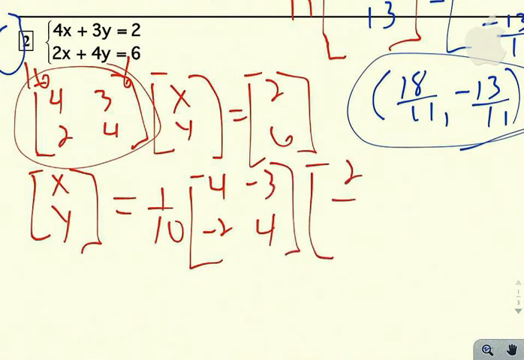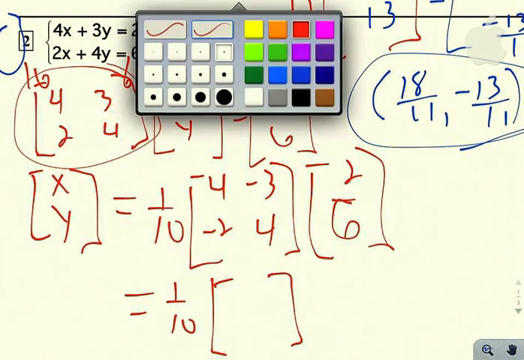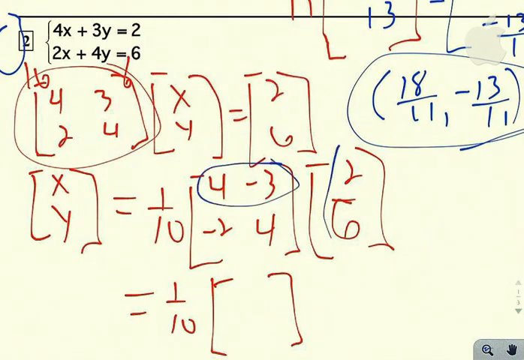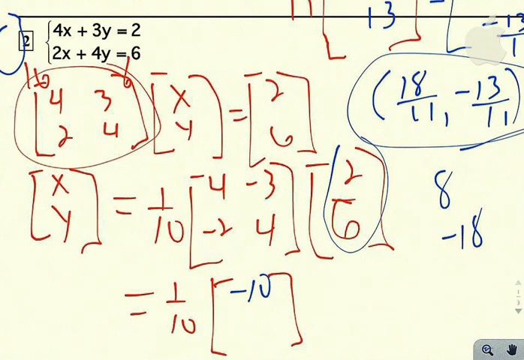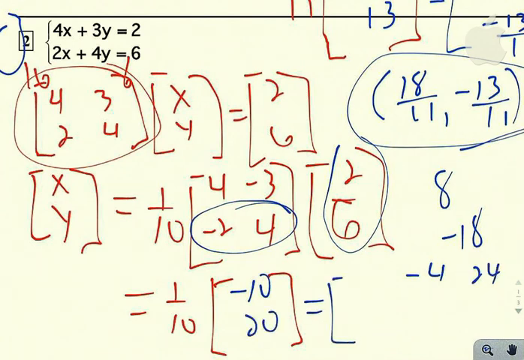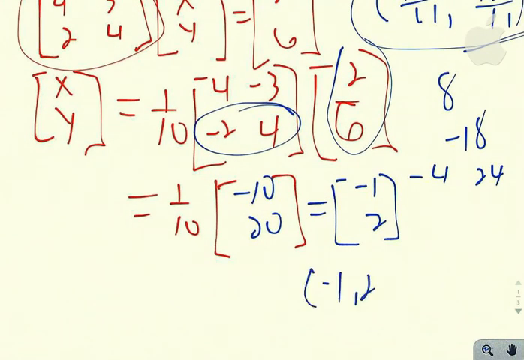and multiply this by 2, 6. So this row times this column, first numbers would be 8, second minus 18, add them, you get minus 10. This row times that column, first numbers would be minus 4, second numbers 24, add them, you get 20. Send the 1/10 through, you got minus 1, 2. So the solution is minus 1 comma 2.